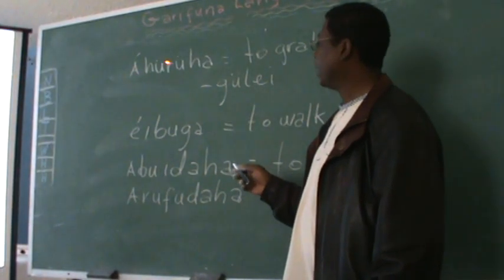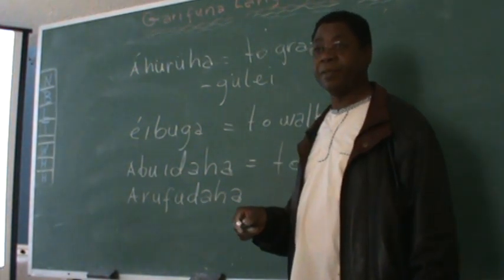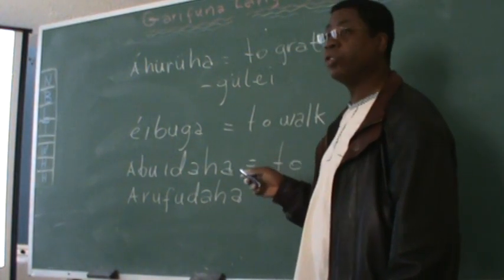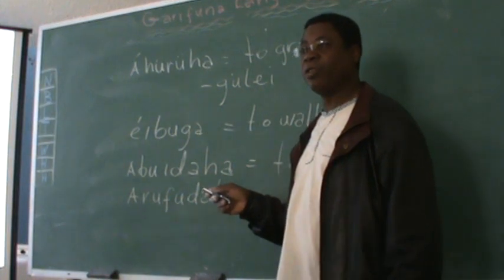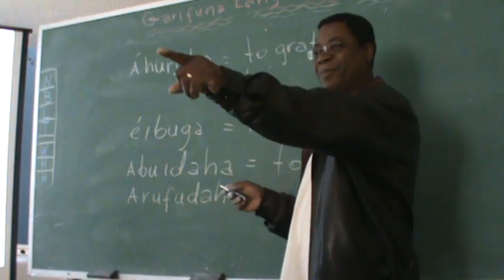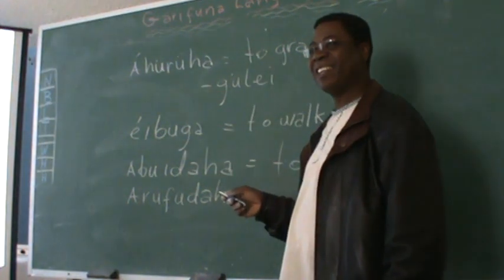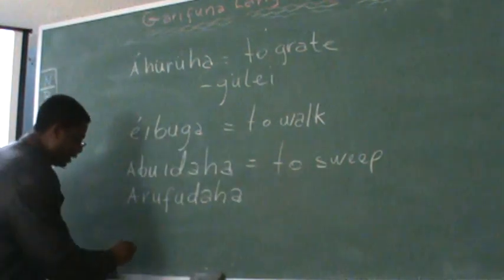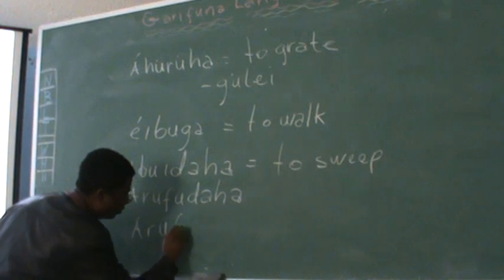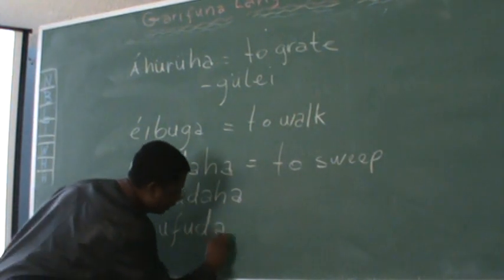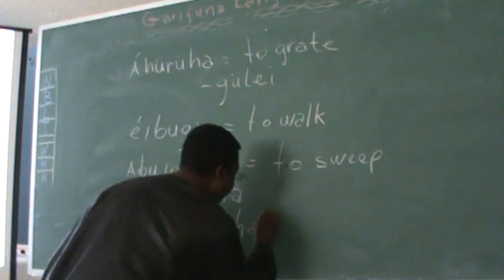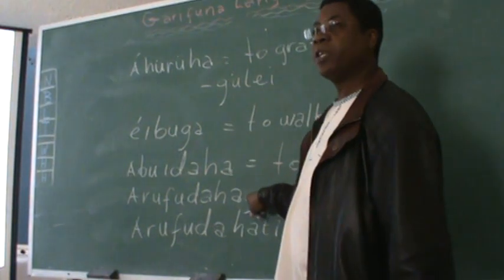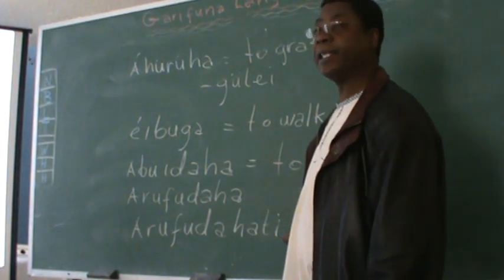Now, if you want to say Arufudahati, that's an adjective. To convert this into someone who does that, how will you call it, teacher? I'll give you a better example. This is teacher. Arufu da ha is to teach. You just add T-I. So someone who teaches is Arufu da ha ti.